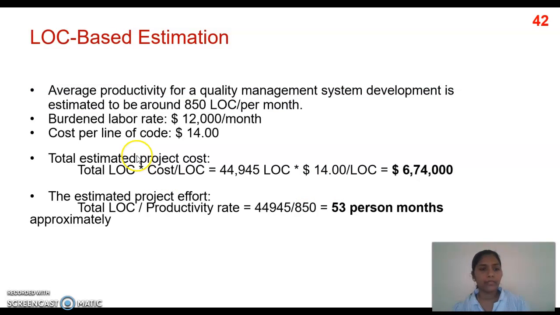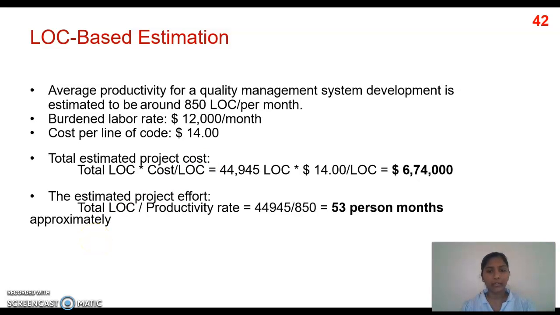And we can calculate the estimated project cost by using the total LOC and the cost per LOC. We can calculate the cost per line of code by considering the labor rate and average productivity of a quality management system. By multiplying both, you get the total estimated project cost for a quality management system.